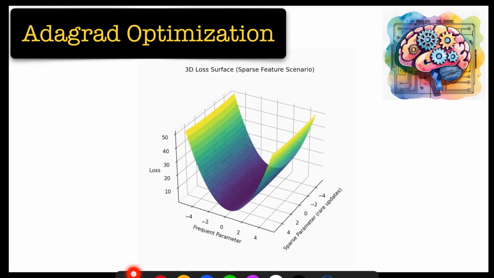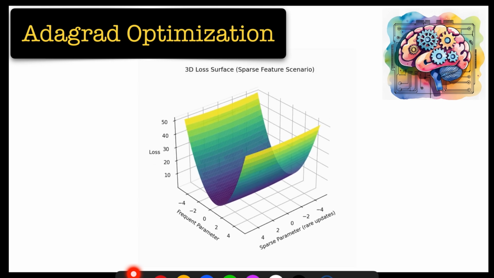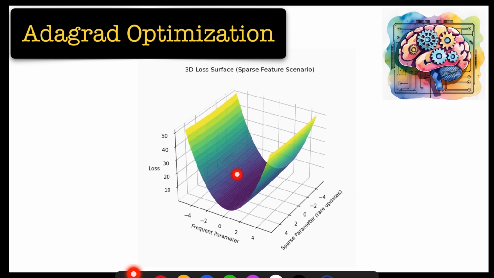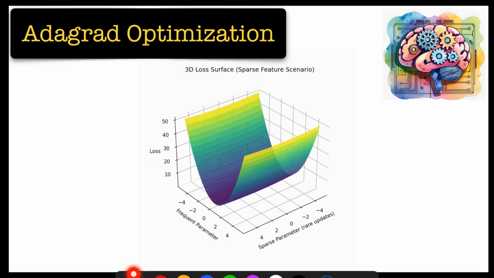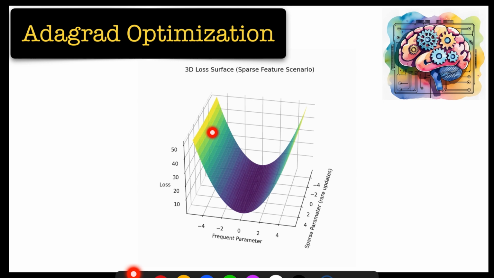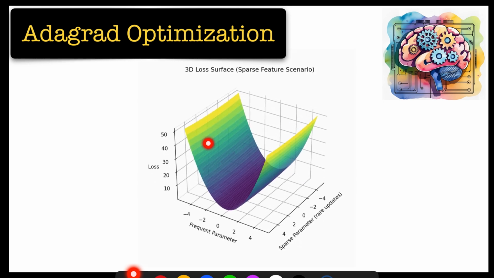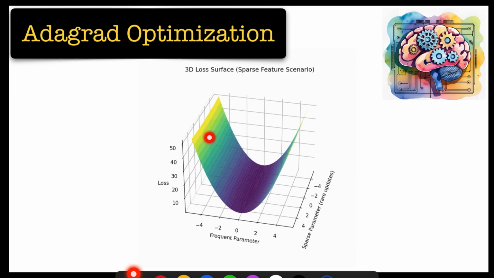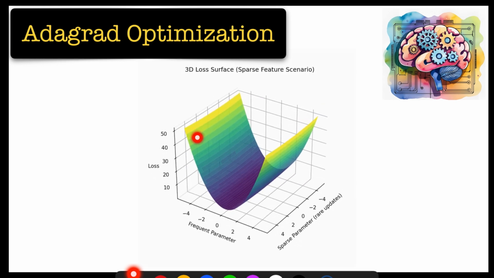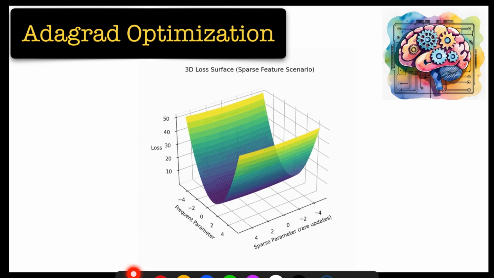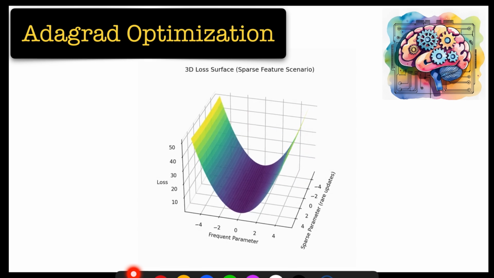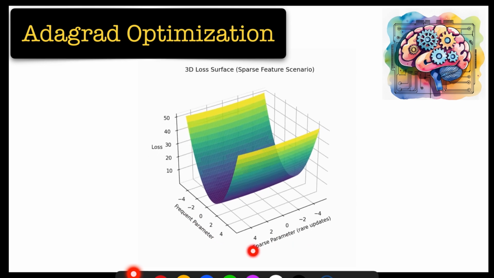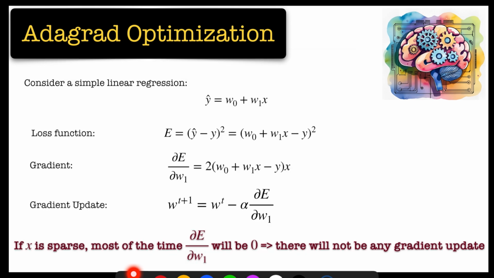Let's see this 3D loss graph here. In this direction we are moving towards the minimum, but in this direction there is not much change. If you start from here, you will move in this direction, but in the other direction there is not much change. So this is the frequent parameter side and this is the sparse parameter side.